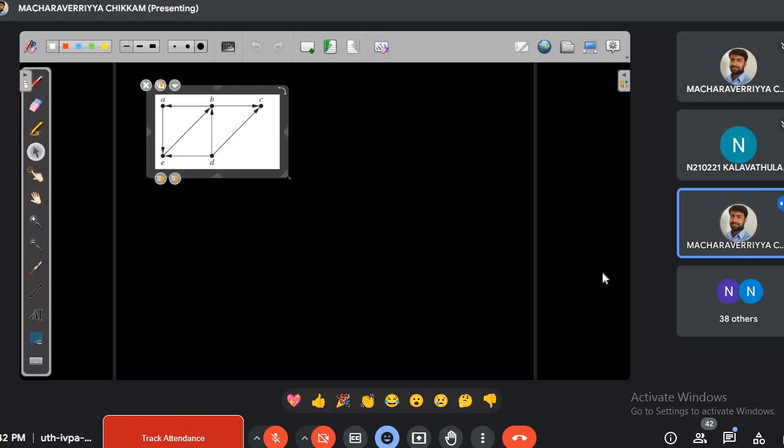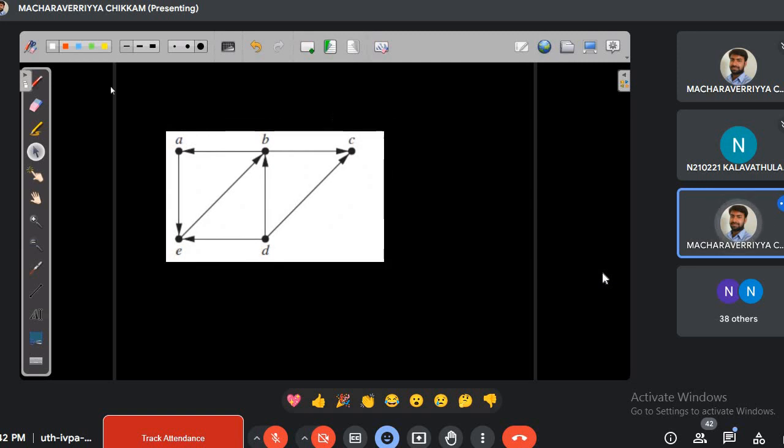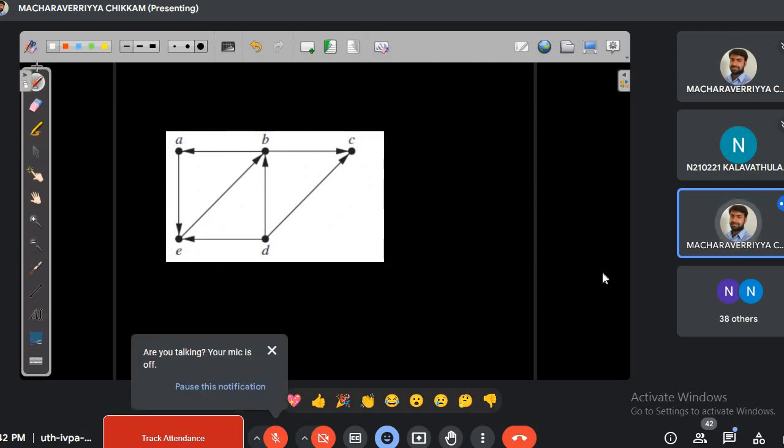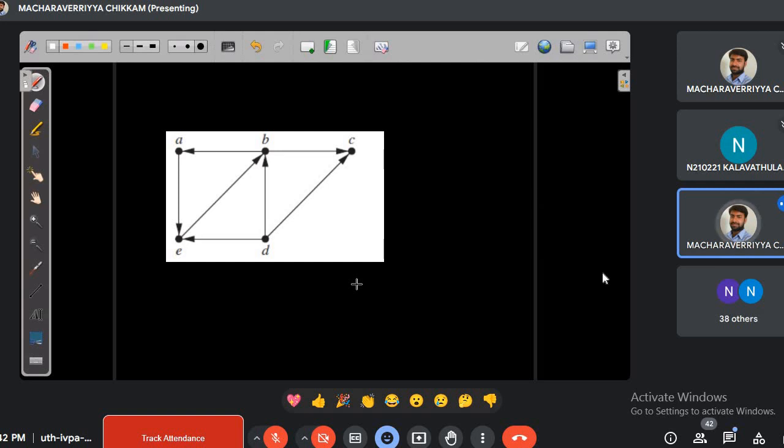Now let us discuss this graph. Is it strongly connected or weakly connected? If it is not strongly connected, try to find strongly connected components. So is it strongly connected? Then give me a path from C to D. Is there a path from C to D? No, there is no path from C to D, right? So it is not strongly connected. It's very clear that it's not strongly connected, but it is weakly connected.